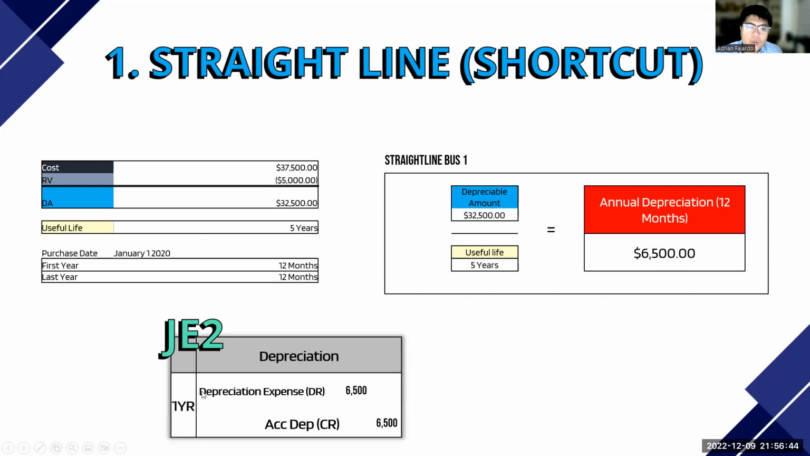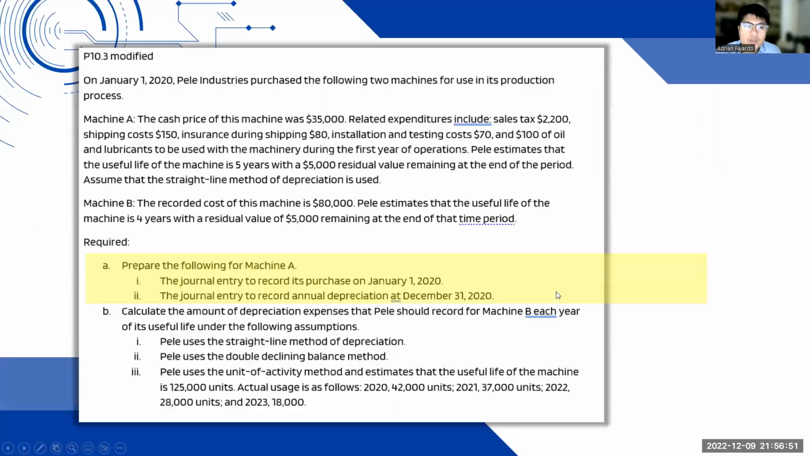And therefore, straightforward, DEPX debit, credit act dep of 6,500. Right? So we're done with sub-problem 1. Tapos na si machine A.